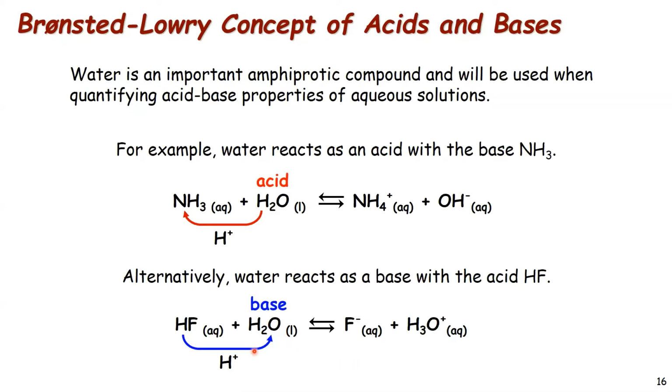So a lot of times we would write this simply as HF goes to H plus plus F minus, and it would be difficult to see these acid-base conjugate pairs, right? Here's one acid-base conjugate pair, here's the other acid-base conjugate pair. That's why a lot of times it's better or easier to always show the water in an acid reaction forming the H3O plus, okay?